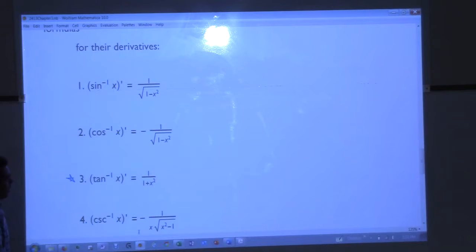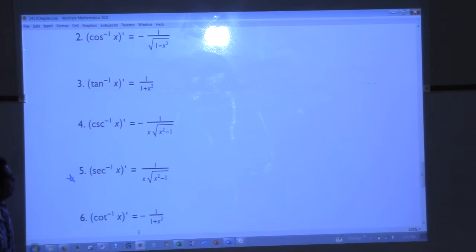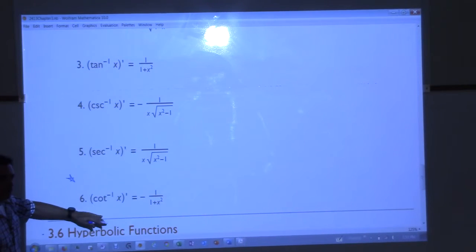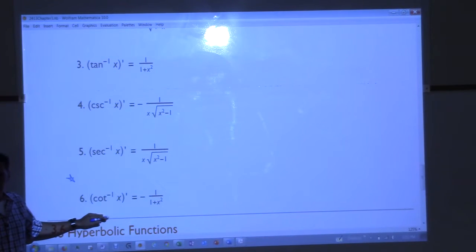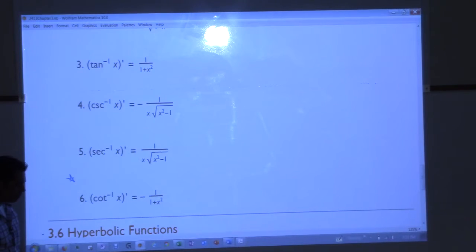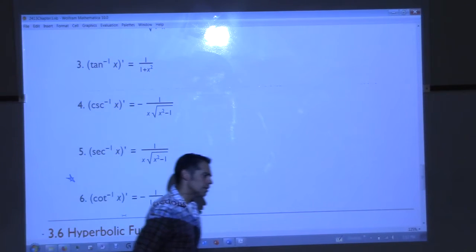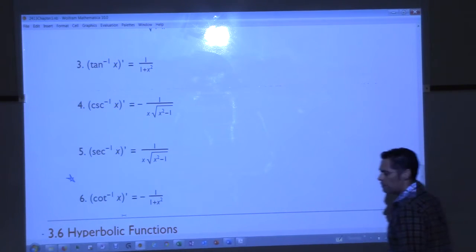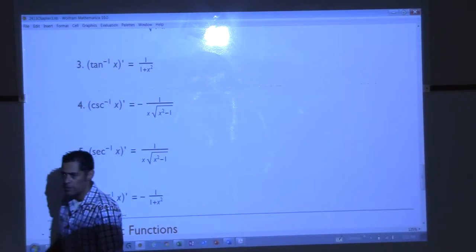Now the other 3, I wouldn't worry too much about. Just know that they exist and know where they are on your formula sheets. All right, so what reference page is that on your formula sheets? Probably reference page 5. Which formulas are they? So 19 through 24. Formulas 19 through 24 on reference page 5 are these formulas.